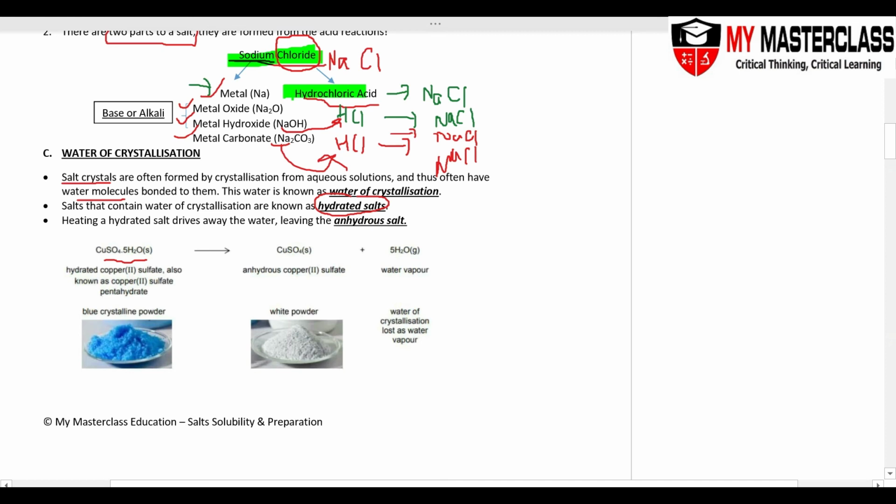If you heat a hydrated salt, it will leave an anhydrous salt. Anhydrous means dry, so there is no water content. A common example of a hydrated salt is copper(II) sulfate, and it's blue. If you heat it, it will turn white. It's not because it decomposes, it's because the water is lost and the original crystals, which are dry, are white.